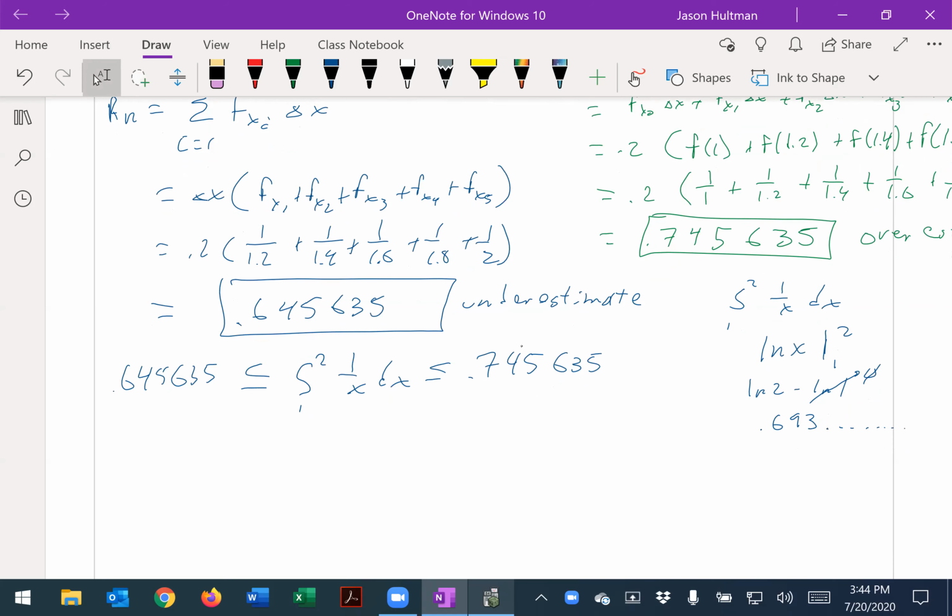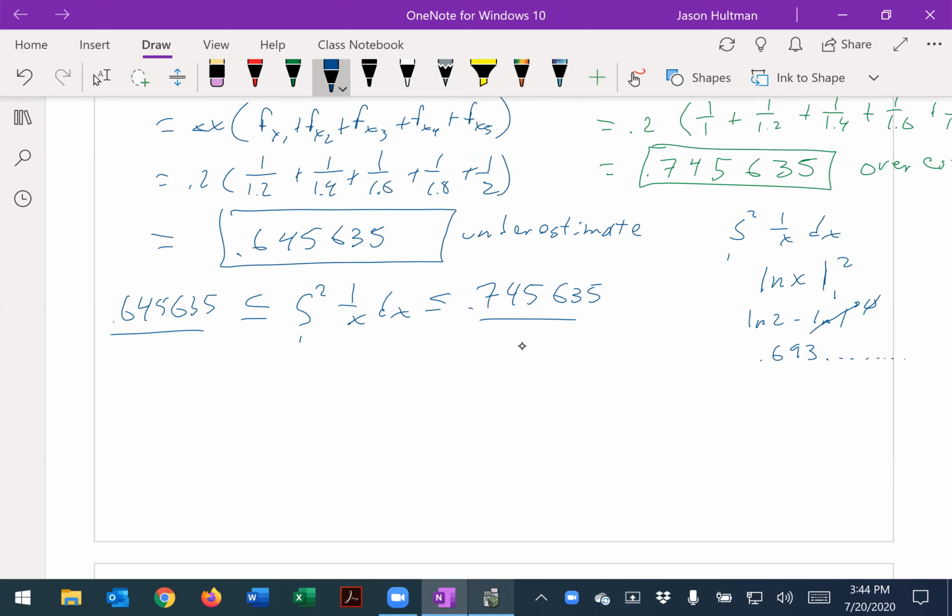Okay, but can we do better than these? Can we get closer to the actual value of natural log? When people were initially doing this, they didn't really understand that natural log of 2 was this function. So they ran all this stuff by hand, trying to approximate that natural log of 2 idea. So can we do better?